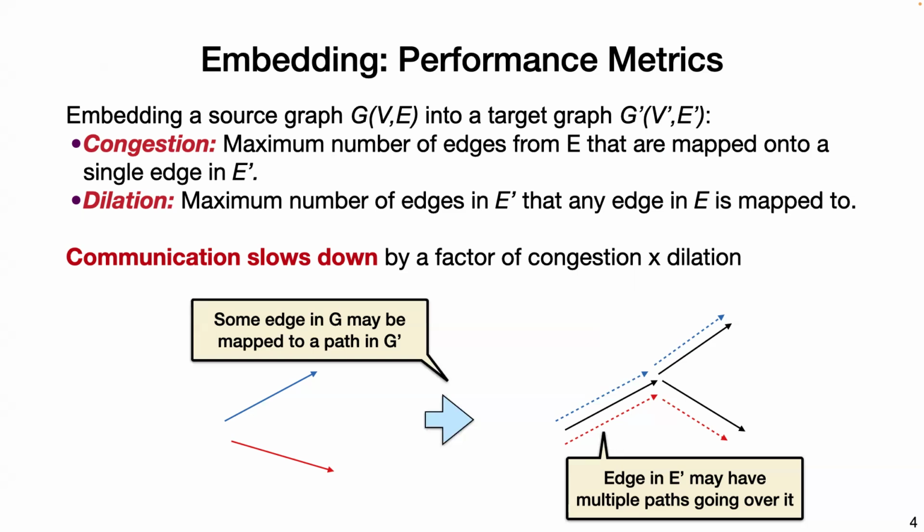Yeah, and the communication would slow down by a factor of congestion times dilation. Because of congestion, you cannot send multiple things along a link at one time. You can only send one thing in this model, so if two things are trying to send, that serializes the communication. And dilation would also slow it down because rather than sending along one link, now you have to send along two.